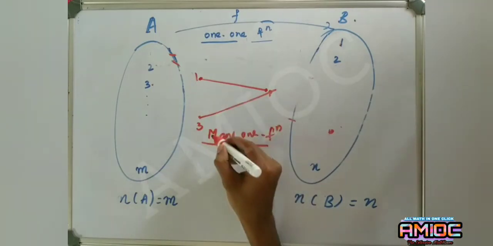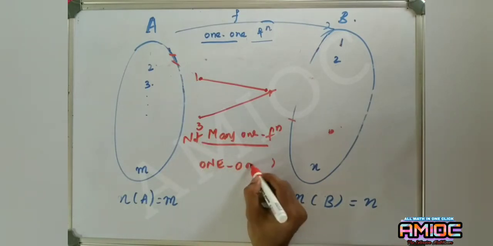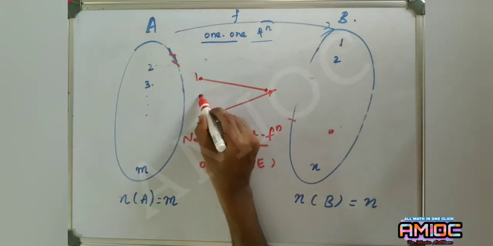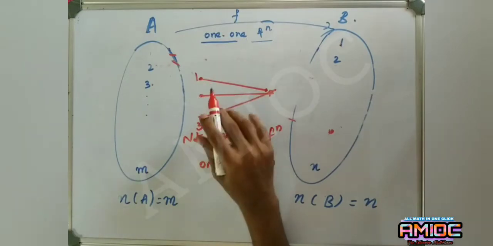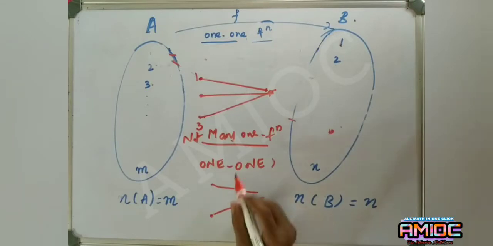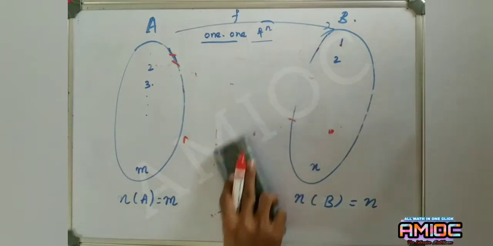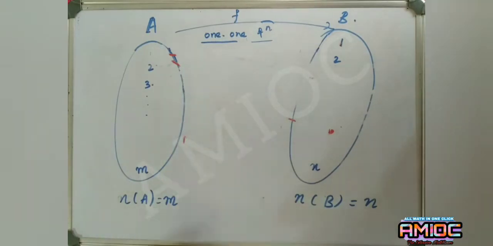If the function is not many-one, then we say that it is a 1-1 function. 1-1 means for one element there is only one image. Distinct elements having distinct images. If distinct elements have the same image, then the function is many-one, and if distinct elements have distinct images, then the function is 1-1. Therefore, we need to find the number of 1-1 functions from the set A to B.